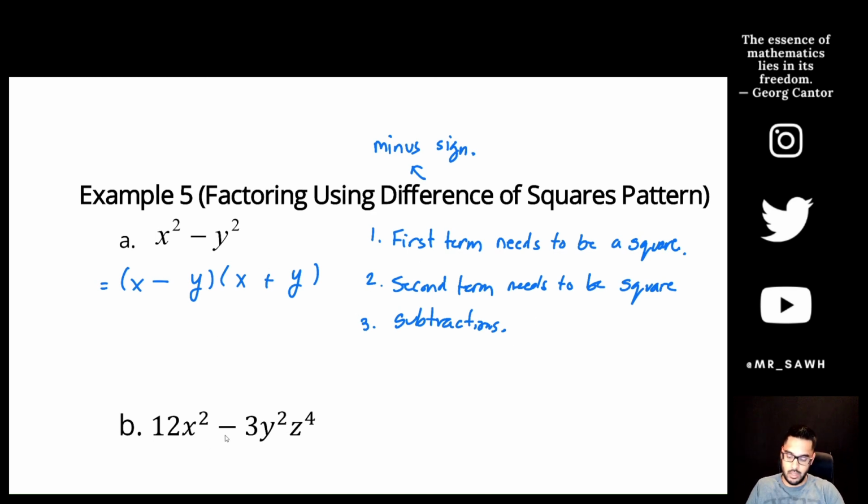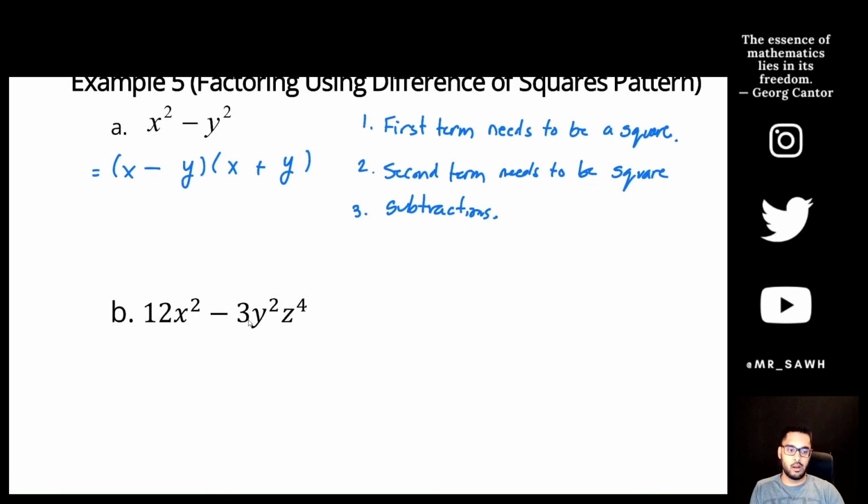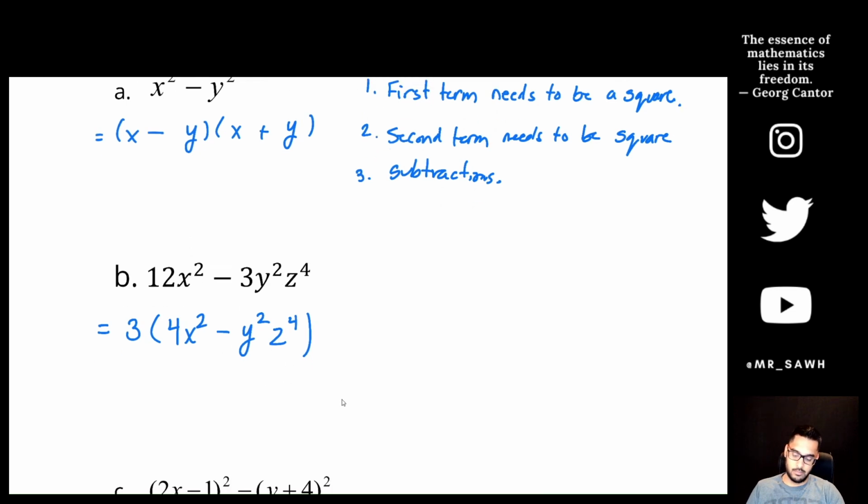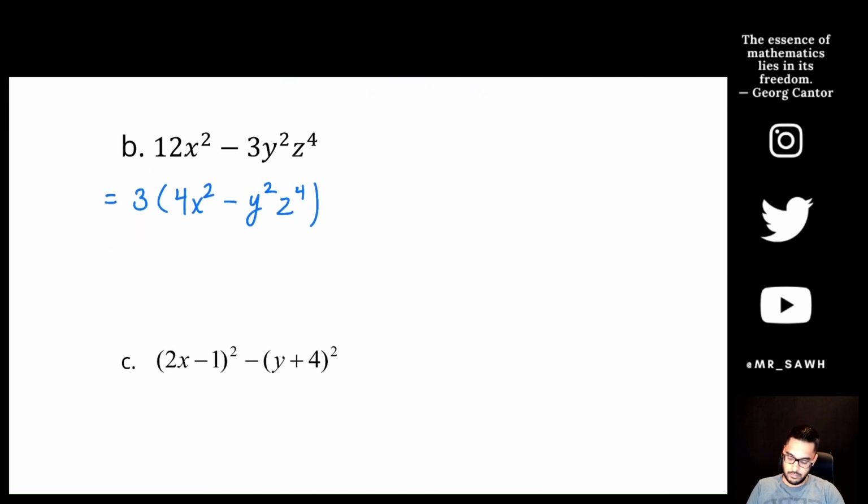If you think about b, well, 12 is not a perfect square, neither is 3, so that's a problem. So let's take out a common factor first of 3 and see where that gets us. So now I've got 4x squared on the inside minus y squared z to the 4. Now 4 is a perfect square, x squared is a perfect square, so the whole first term is also a perfect square, that's good. Y squared is a perfect square, z to the 4 also a perfect square. So I know I have a difference of squares here, so I can use my shortcut.